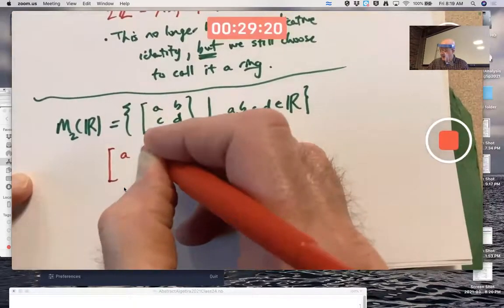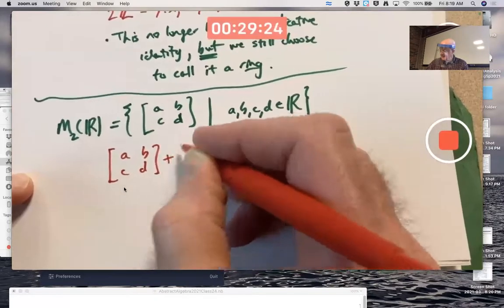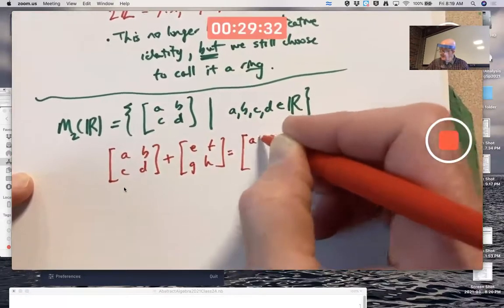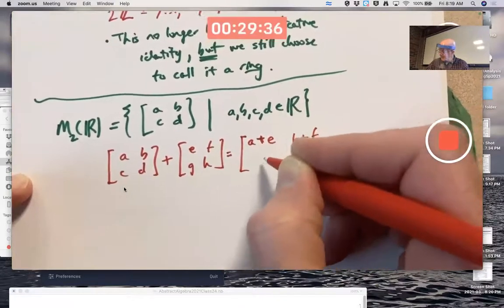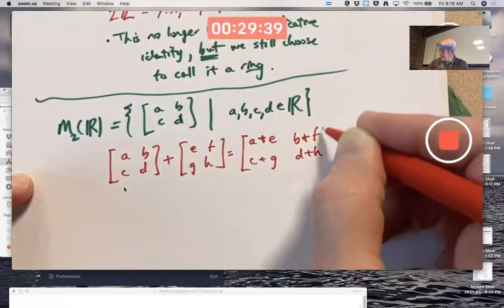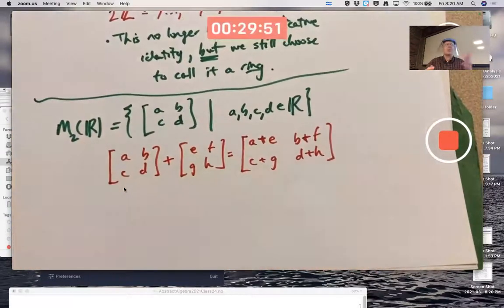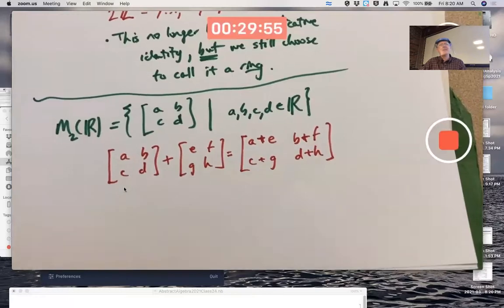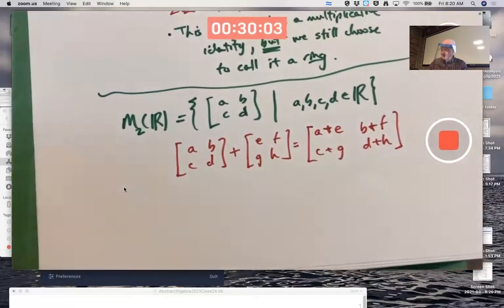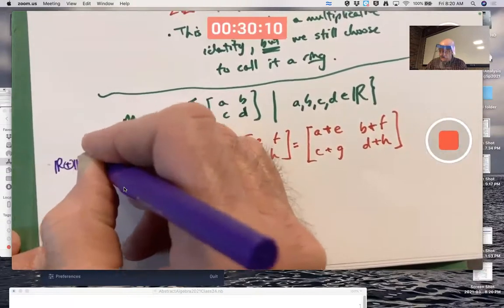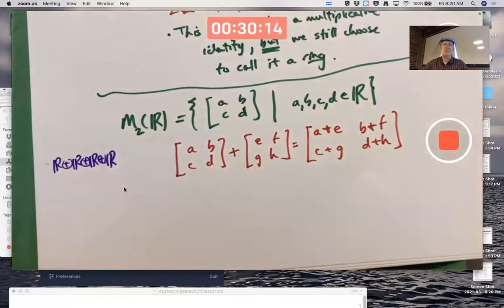Addition is defined component-wise, or entry-wise, you might say. A, B, C, D plus E, F, G, H, do it entry by entry. It is an abelian group under addition. And in fact, if you think about it, putting the entries in a 2x2 array and doing the operation component-wise is really not different than, as a group under addition, the external direct product of R with itself, with 4 copies of R, where your elements would be ordered quadruplets.